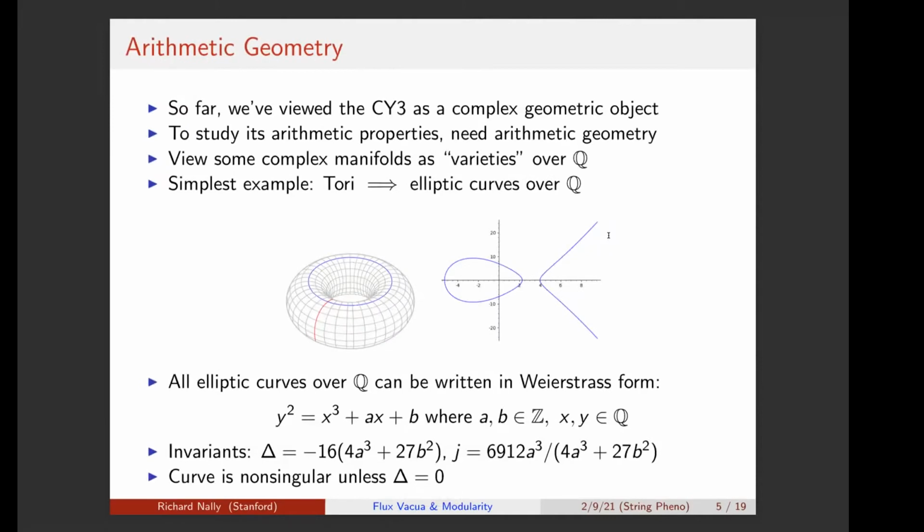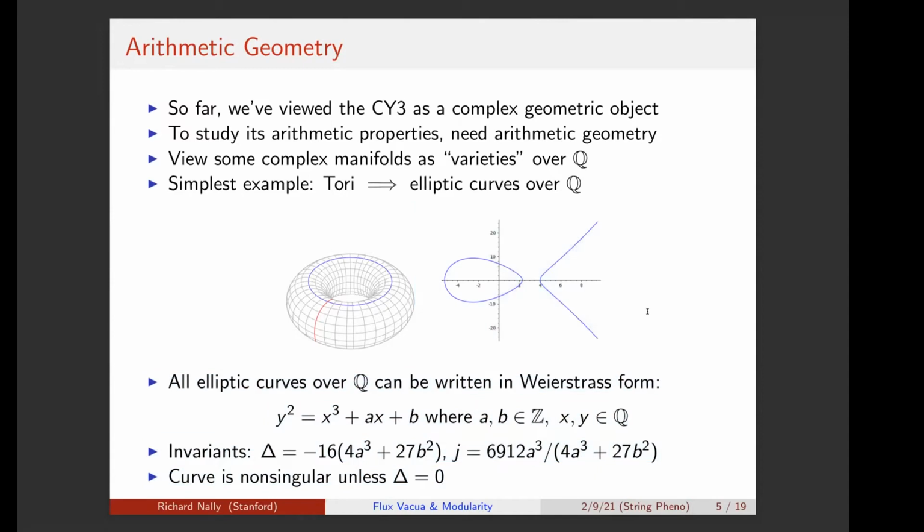geometry. So far, everything I've said has been rooted in complex geometry. I've been talking about periods and the integrals of things by omega, and that's the field of complex geometry. But these same objects, many of them can be studied in arithmetic geometry, where instead of thinking about complex manifolds, we think about varieties defined over the rationals. And varieties are just a fancy word for the graphs of polynomials. So in the simplest example, some tori can be viewed, instead of as objects in complex geometry, instead of donuts, as elliptic curves over Q. So they turn into a graph like this instead of a donut.